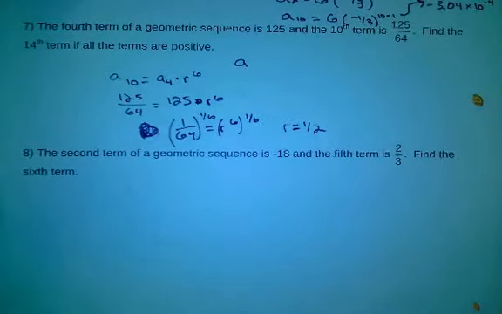Okay, this is like exponents, right? How do you get rid of a squared? You square root it. How do you get rid of a 6? You 6th root it. How do you 6th root something? Number 1? Okay.